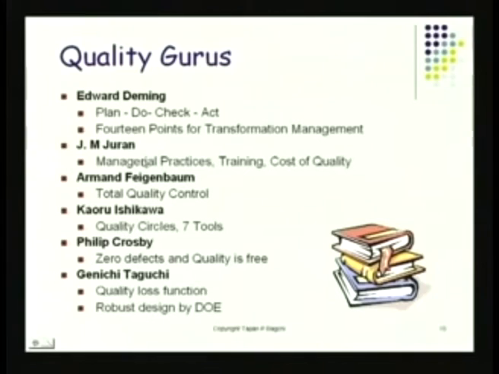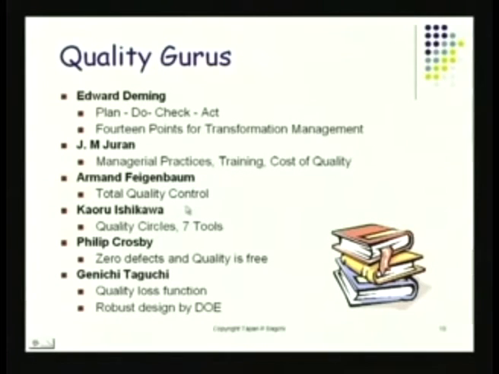Then came Juran, another guru of quality, and he also talked about management practices, and he also talked about something very important called the cost of quality. Juran also highlighted the value of training. This, he said, was something that many companies miss out on.